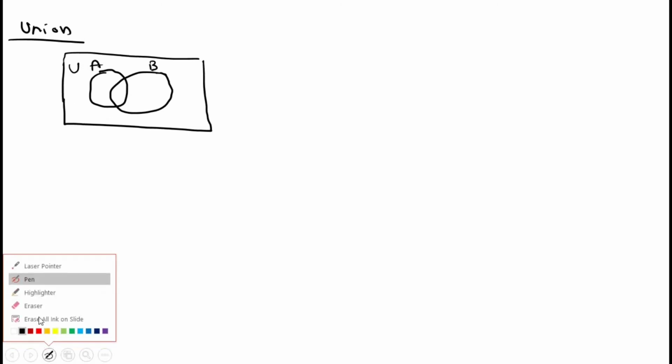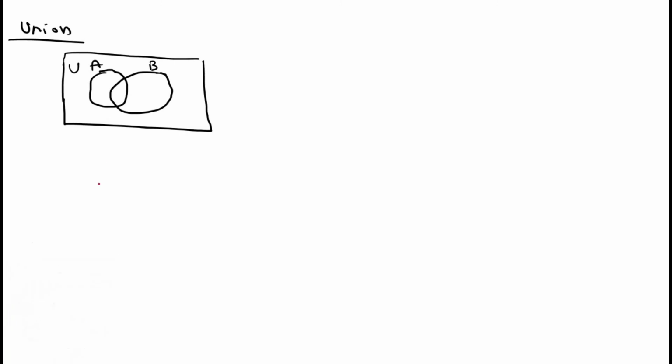Now see, A union B. That is represented by this part. Here the lined part represents A union B. This part and this part, the whole red lined area represents the union of sets. See, elements of A as well as elements of B. Okay, it is A union B.